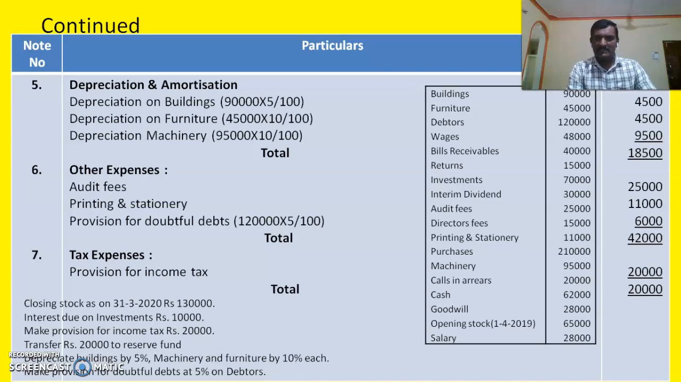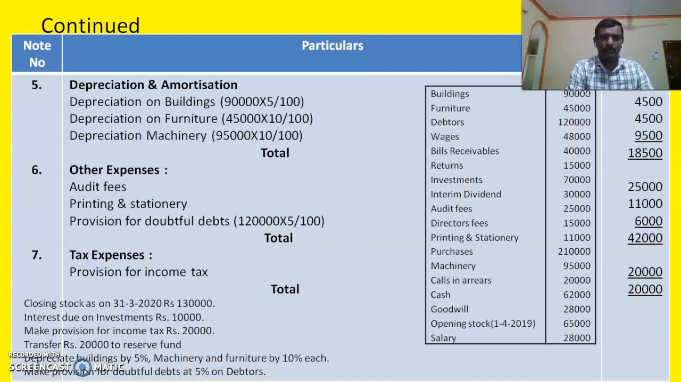As far as other expenses are concerned, in the trial balance, they provided the information about audit fees, printing and stationery, and they also gave the information about the provision for doubtful debts, not in the trial balance, but it is given in the adjustment. The last adjustment, make PDD at 5% on debtors, is given, and that 5% is to be charged on the debtors of rupees 1,20,000. So 1,20,000 is given in the trial balance. On this, we have to adjust this 5% of PDD, and that is to be taken under other expenses.